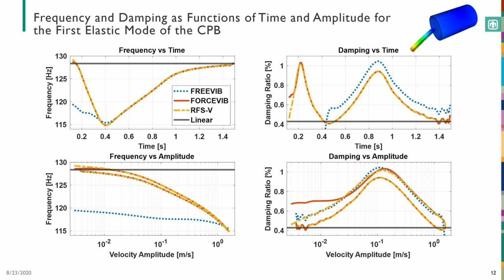Since RFSV is taking the force into account, it's able to adjust for this and lower the damping ratio to the proper modal value. And now with that corrected value, you can see how the frequency and damping are converging to the linear values at low amplitudes.